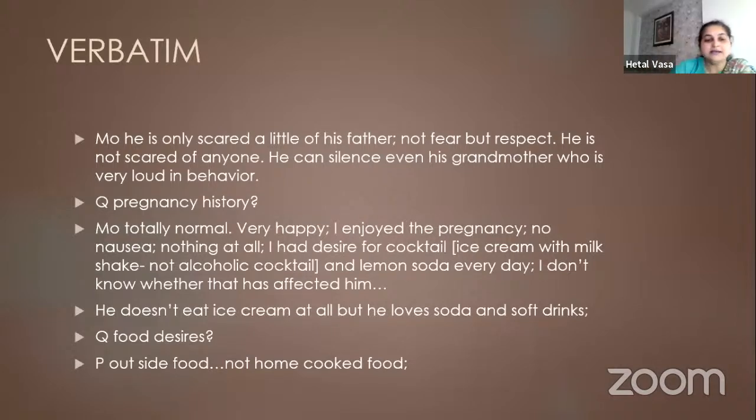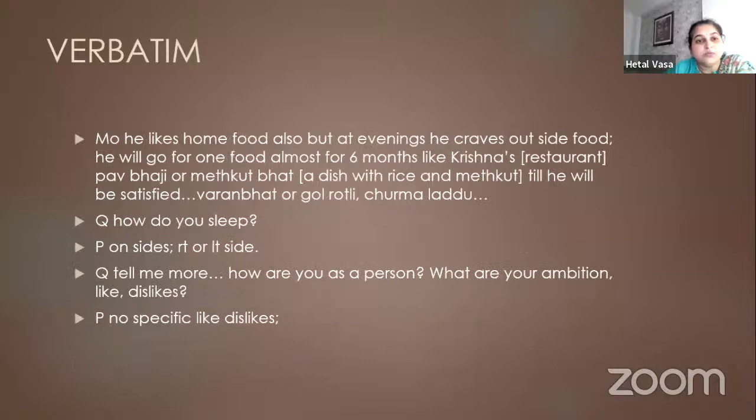Any food desires? So mother says outside food. Generally teenagers love that, no? So mother again says he likes home cooked food. So this is not important, let's skip this.